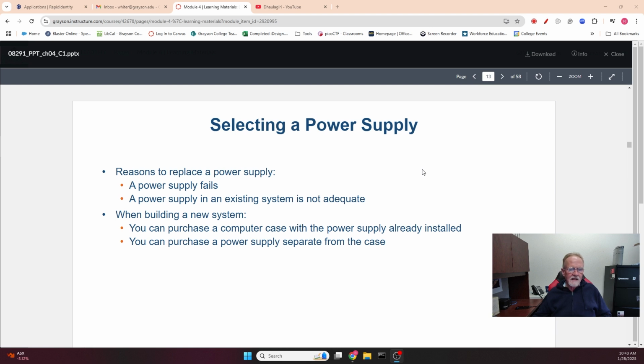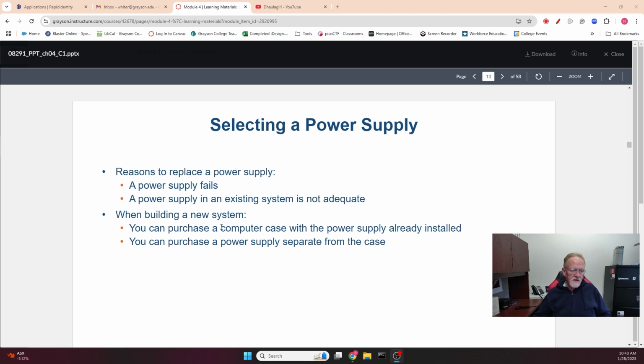And basically your transformer inside your power supply does that. So there are two reasons to replace the power supply. Number one, if it fails, which happens. Number two, if you're upgrading your computer and adding more components like a more modern video card, a lot of times you're going to need more watts than the original power supply will provide, and so you would add a bigger power supply with more plugs.